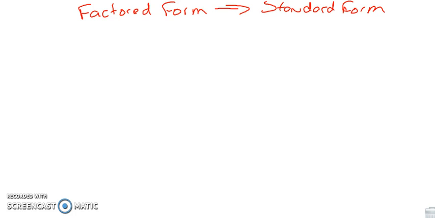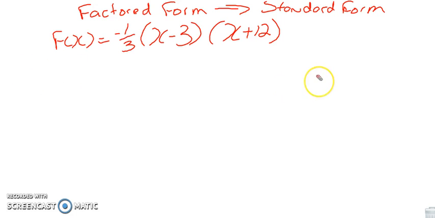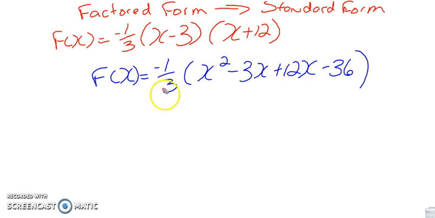Well, factored form to standard form is not too bad. The first thing we're going to do is write down our function. So here it is, f of x is equal to negative 1/3 times (x minus 3) times (x plus 12), and I'm going to change it into standard form. It's just some binomial distribution, so I'm just going to do some multiplying: x times x, negative 3 times x, 12 times negative 3, and 12 times x. And I get f of x is equal to negative 1/3 times (x squared minus 3x plus 12x minus 36).